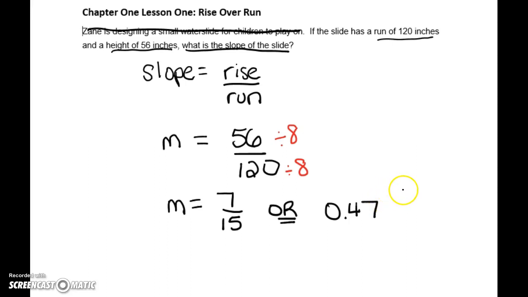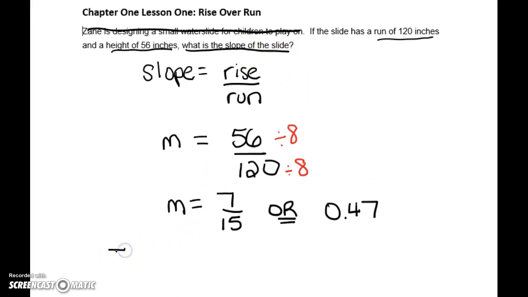So this here is a word problem, which means that we're not actually done just yet. So the final step that we have to do to fully complete an answer is to write a sentence. So just like what we talked about last video, if you're not quite sure about how to write your sentence, just go back to the question that was being asked. They wanted to know, what is the slope of the slide? So turn that question into a statement.